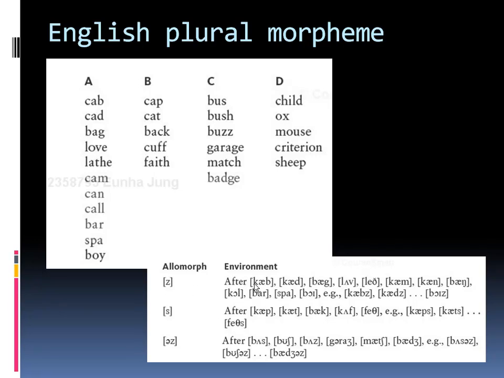Z seems to occur after cab, cad, bag, love. Okay, and s occurs after cap, cat, back, cuff, faith. Okay, and az, that additional vowel thing, occurs after bus, bush, buzz, garage. Are you beginning to see some similarities here?